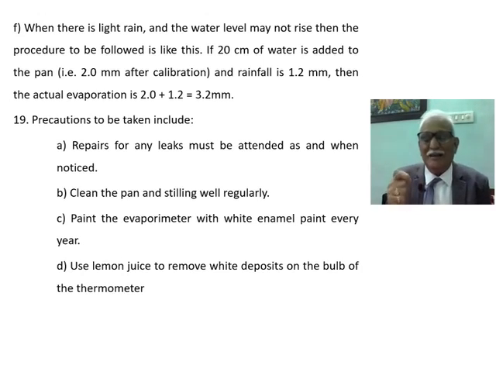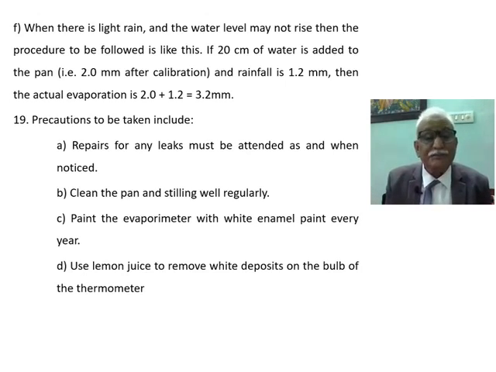Once again, light rain occurred. How much rain occurred? 1.2 mm, for example. Then for evaporation, you have added one cylinder, 20 centimeters or 2 mm. Rainfall occurred is 1.2, in the situation where there is no water above the point. 1.2 on the rain day, 2 in the added water, so 3.2 is the evaporation.